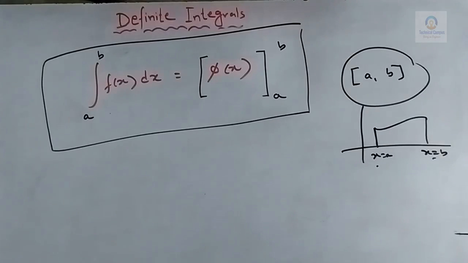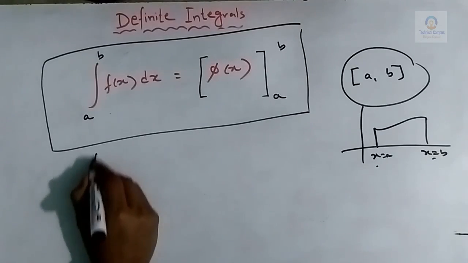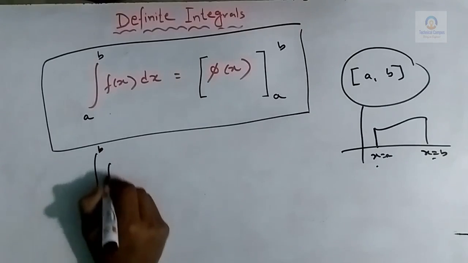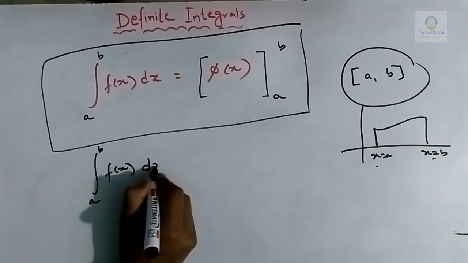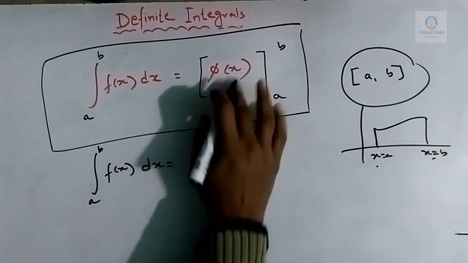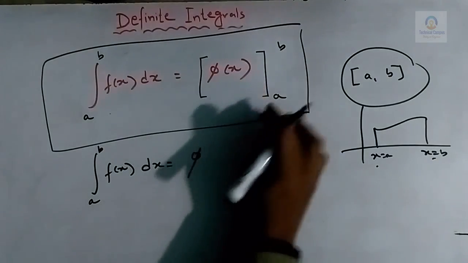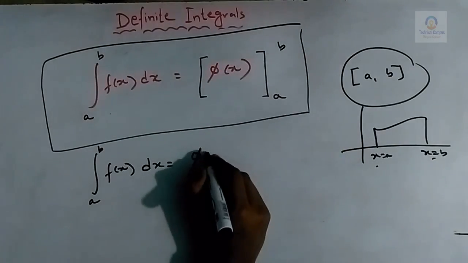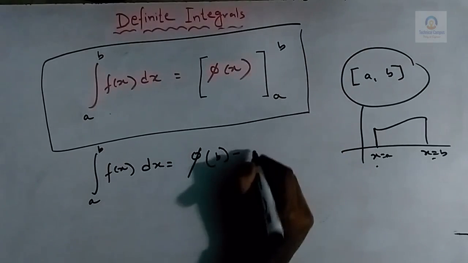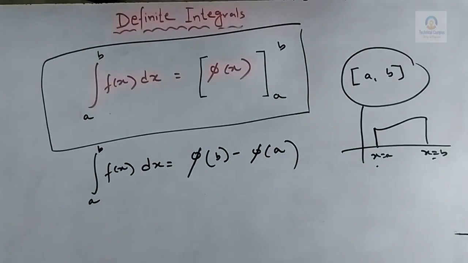So this value will be equal to the integral from a to b of f of x dx. In place of x we have to substitute the upper limit and lower limit, so it will be phi of b minus phi of a. So let us clarify this concept.